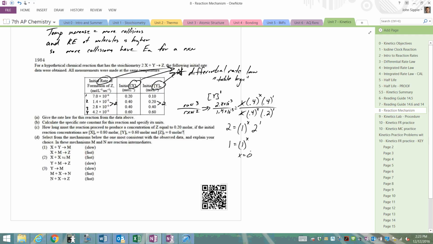Because these are 1, this is 2. That would have ended up with 2 raised to some power X. It gives you 1, right? This and this is 3 to some power X raised to 1.